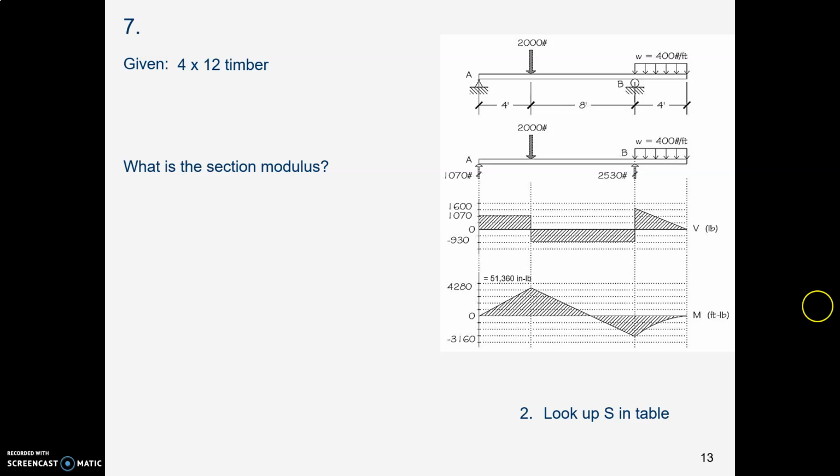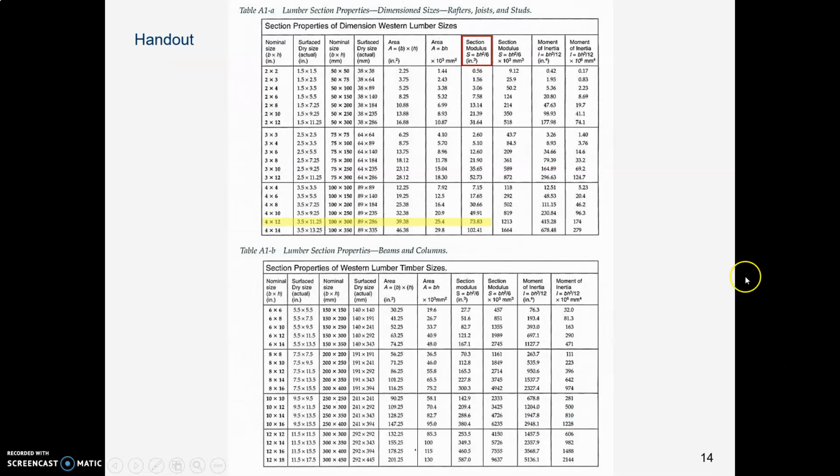Now, we know that it's a 4x12 timber. It's a wood beam. Let's look up the section modulus. And again, as is our way, I have given you a handout. This is the same handout we got last time. I'm just giving it to you again so it's convenient. This is out of the back of our book.